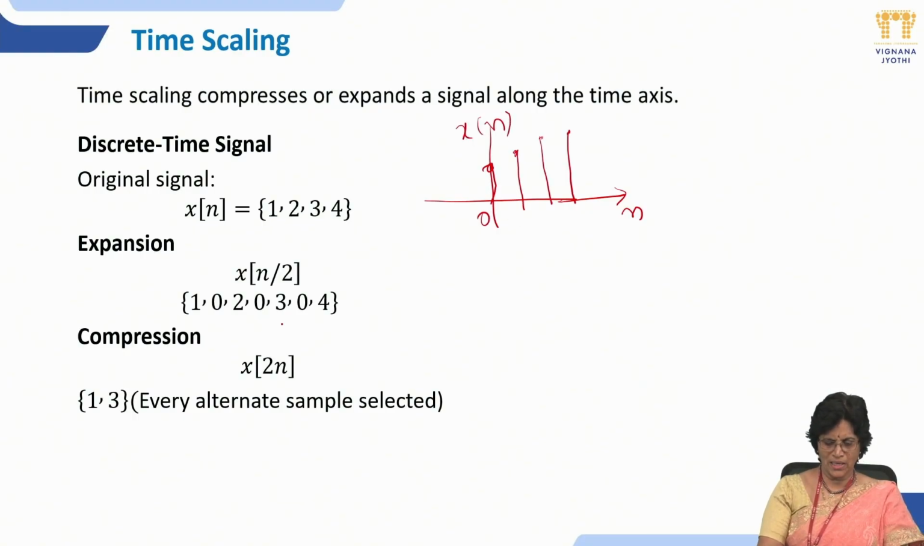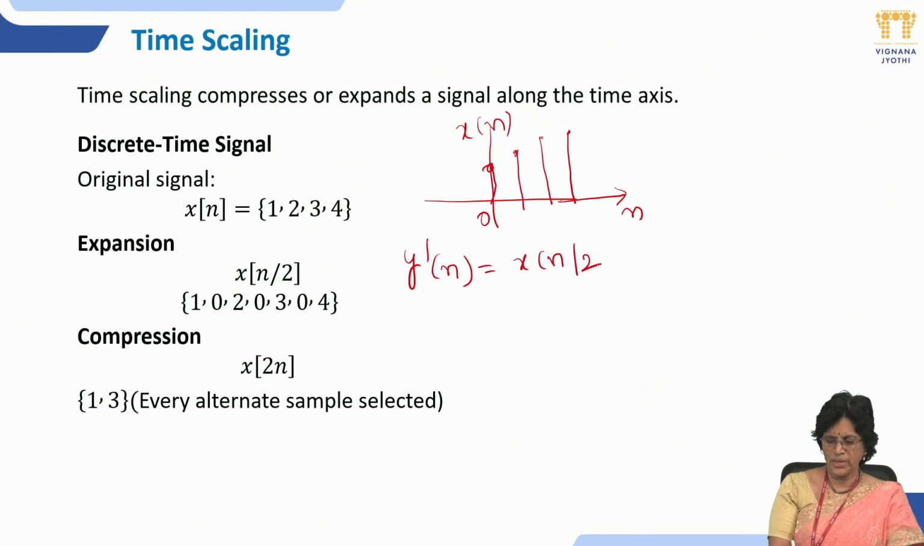Now I have to calculate my x of n by 2. How am I calculating? I calculate my y dash of n from my original signal. For example, y dash of 0 is x of 0, which has value 1. Similarly, when calculating y dash of 1, it is x of 1 by 2. Because of that, I only consider the indices divisible by 2. So y dash of 1 is 0.